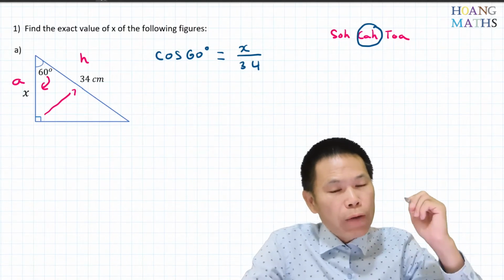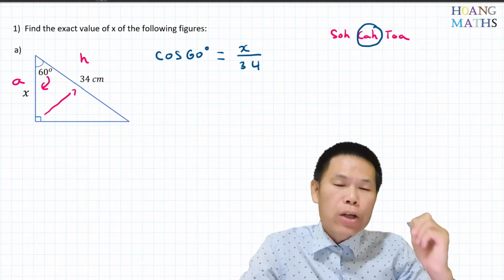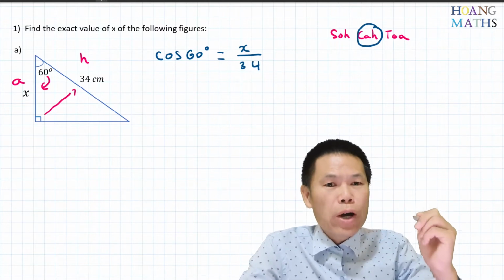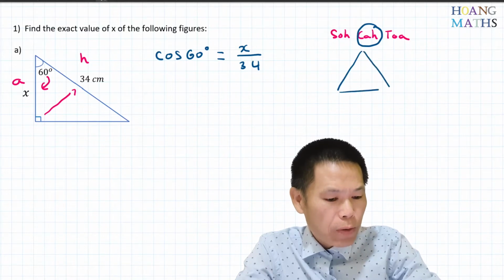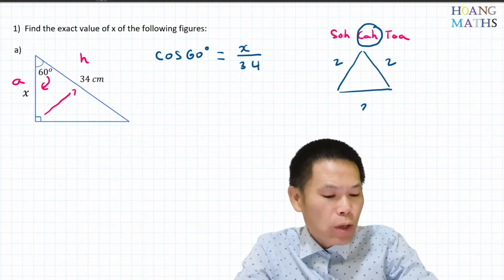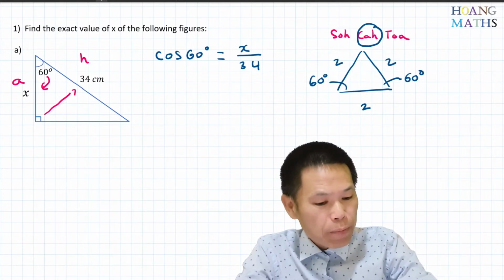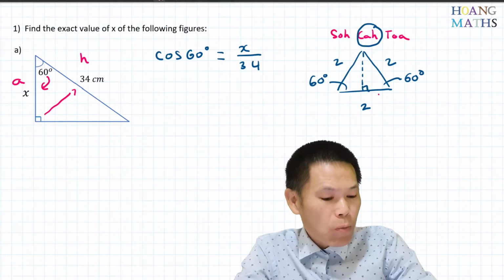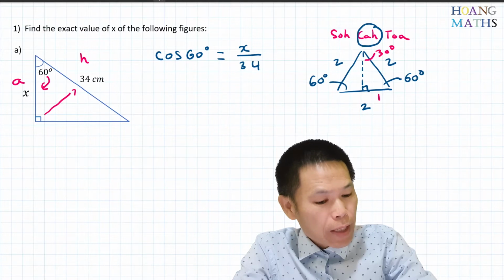Before we do that, of course, we need to work out cos of 60 degrees first. If you know it, cos of 60 is a half. If you don't remember, we can just quickly draw an equilateral triangle. I draw it out with a side length of 2, and of course all angles are 60 degrees. I split this into 2 triangles, and this side must be 1 because it's split in half, and this is 30 degrees and h.